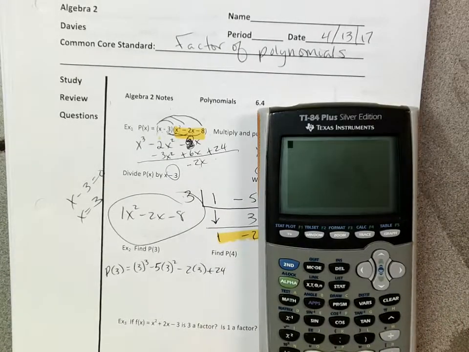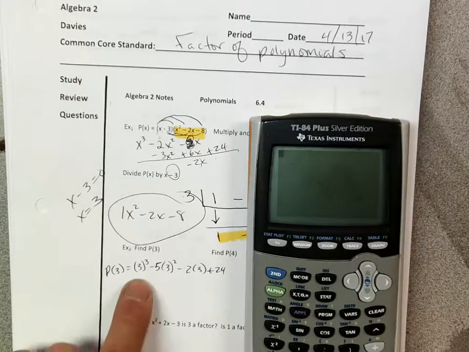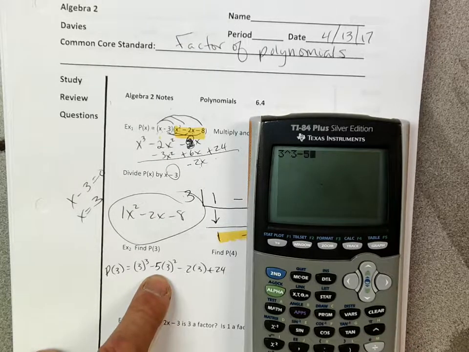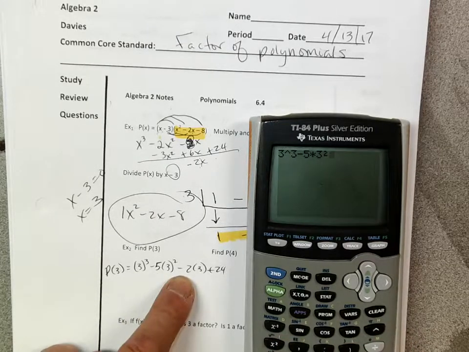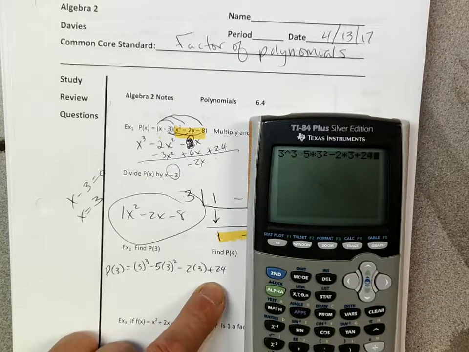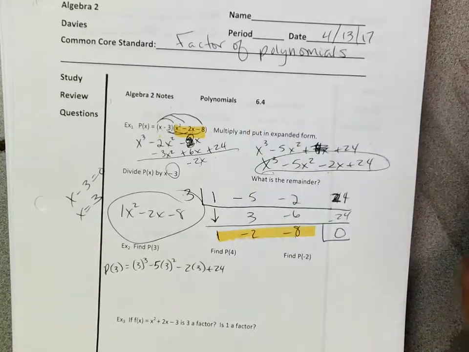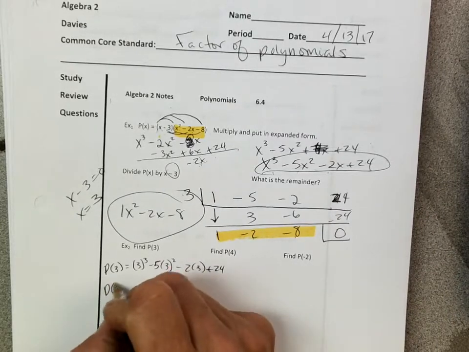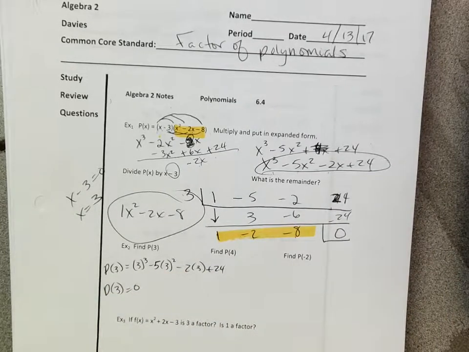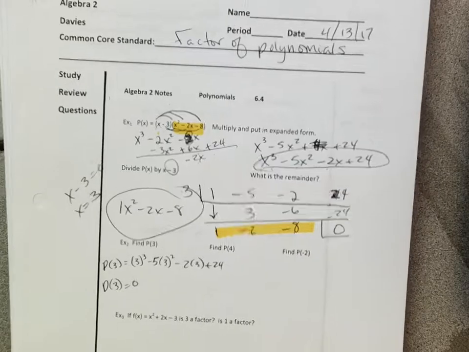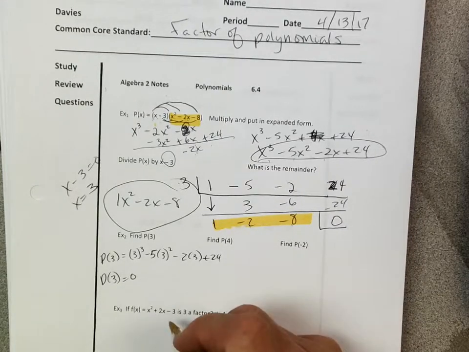Okay, this is a synthetic substitution piece, all right? So if I go 3 to the third minus 5 times 3 squared minus 2 times 3 plus 24, 0. I knew that it was going to be 0 because I knew it was a factor. It has a remainder of 0. It's going to be a factor. So p of 3 is 0. I knew that, okay?